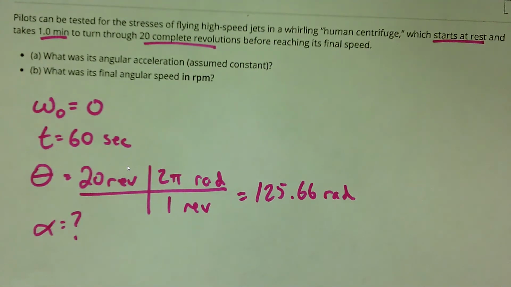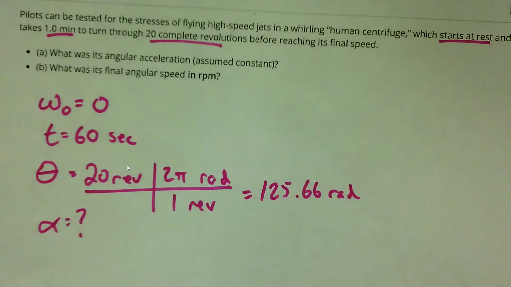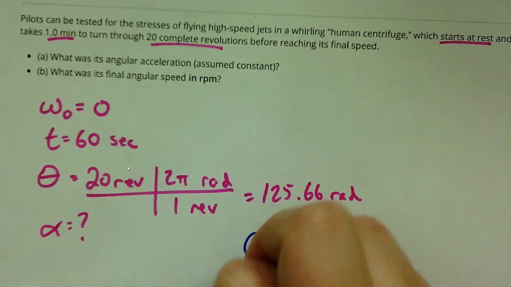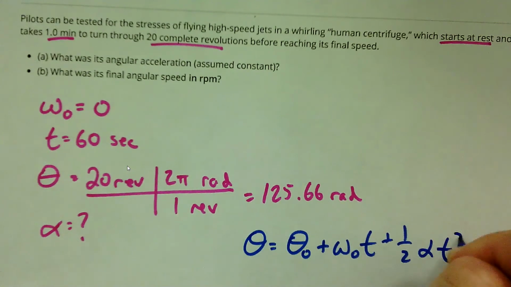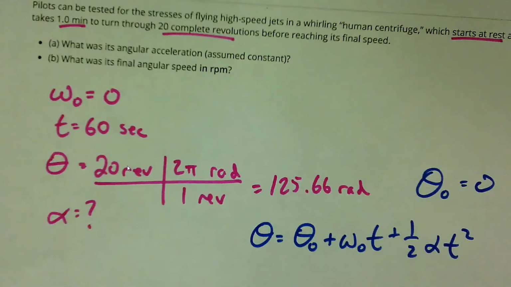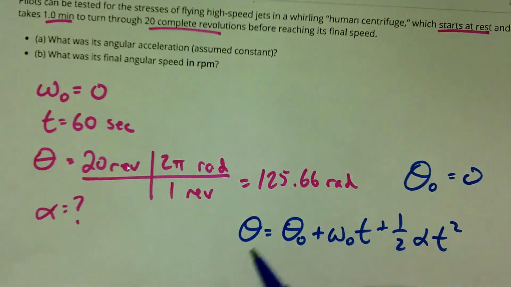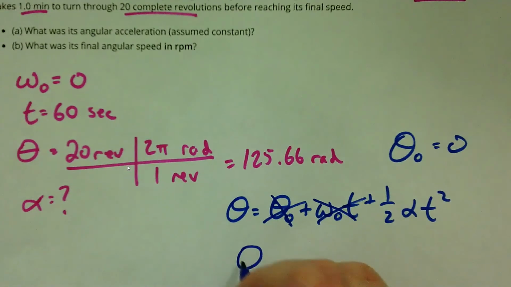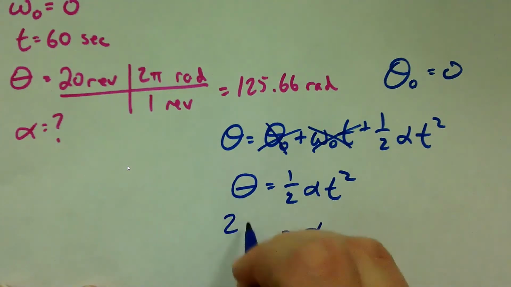Now we should be able to pick an equation. Which of these makes sense? This is just like old times, only with new looking variables. Theta equals theta naught plus omega naught t plus 1/2 alpha t squared. We'll assume that we're starting at a theta naught of 0, just like we used to usually say that x naught was 0. So this term's going to go away, and this term's going to go away. So I have theta equals 1/2 alpha t squared, or alpha is 2 theta over t squared.